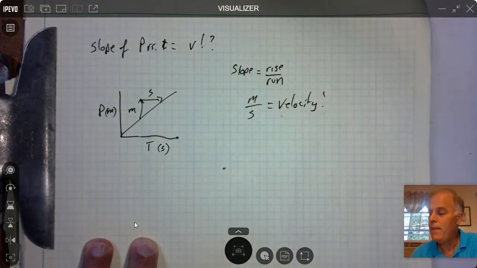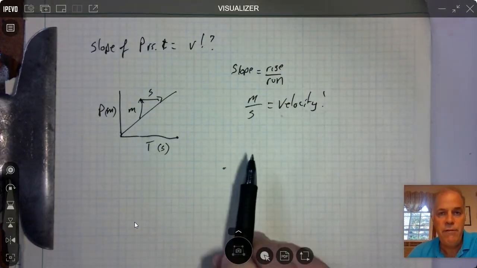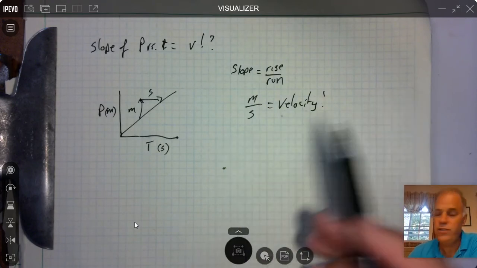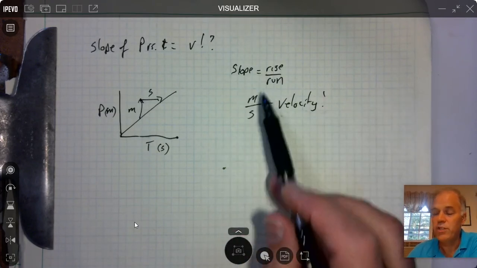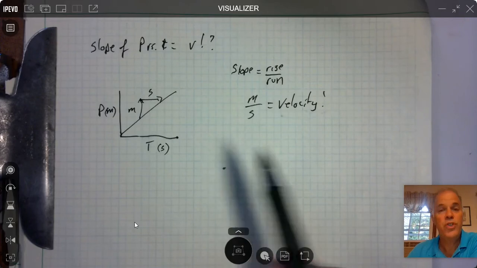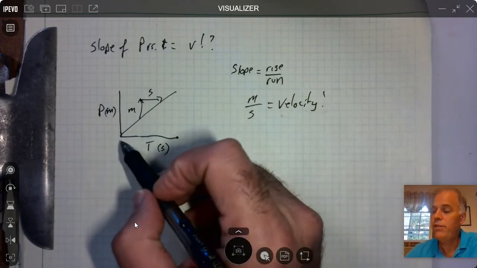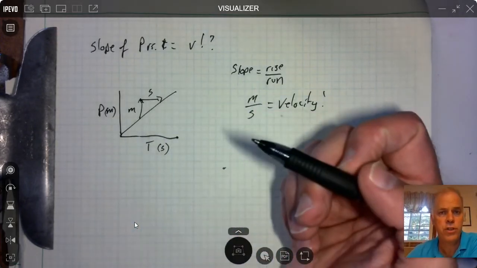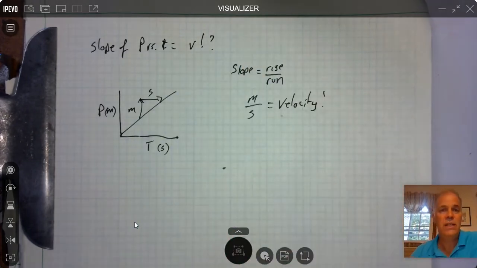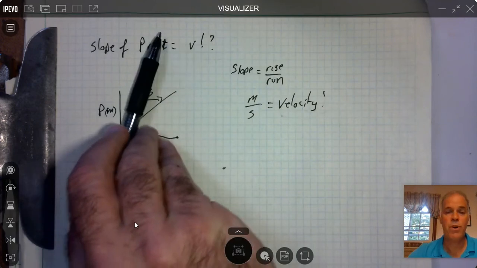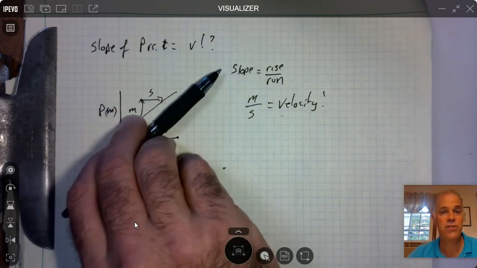Isn't that interesting? When Isaac Newton figured this stuff out, and he defined velocity as distance per unit time, this was just shorthand for the graph. It was a shorthand for the slope of the graph. Velocity literally means the slope of a position versus time graph. And the steeper that slope is, the faster the thing is going.